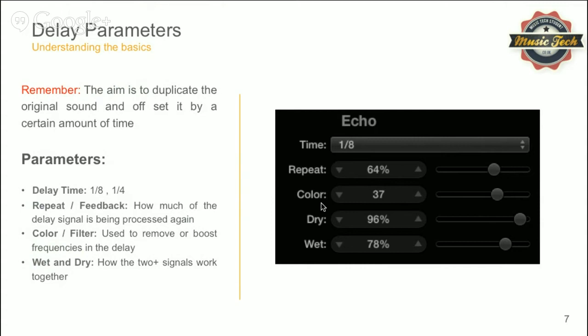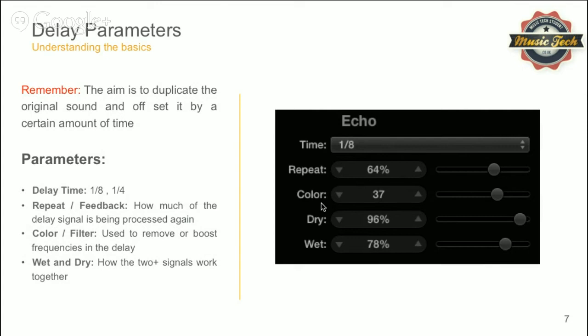So some of the settings: the delay time obviously determines the actual synchronization between the original sound and the secondary sound. The feedback is how much of the delay signal is then processed. Do you want it processed at the same level, so 100%, or less than the same level, or higher than the same level? The color or the filter is basically this idea of taking out frequencies in the delay part of the signal, so not the original but the delay, or boosting certain frequencies in the signal, to give the repeat a little bit of difference from the original sound.